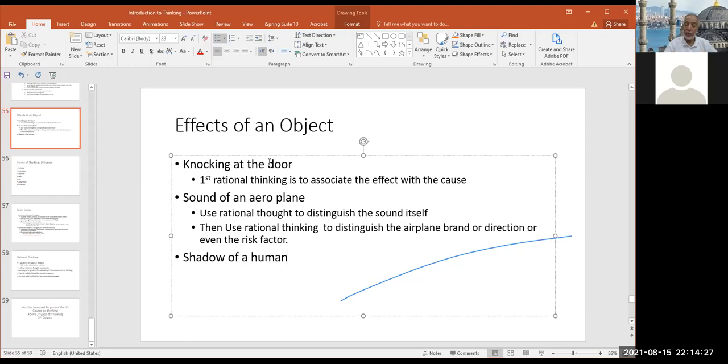But you have to remember that the effect itself, recognizing the effect, understanding the effect, and concluding what this effect is, is a complete characterization and understanding of this effect, like the knock at the door. What is this knock? The sound of an airplane. What is this sound?